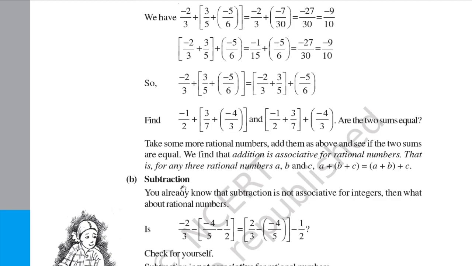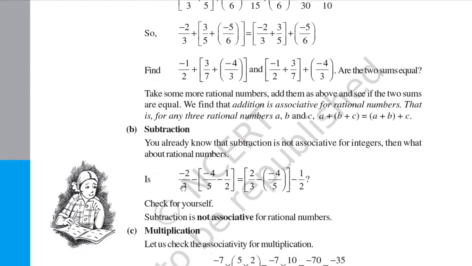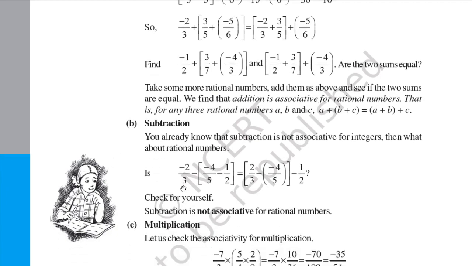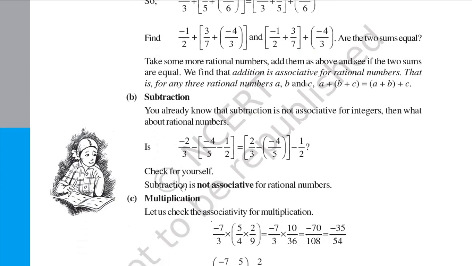Now subtraction. We already know that subtraction is not associative for integers. Then what about rational numbers? It will not be associative for rational numbers also. You can see here, it will not be equal.